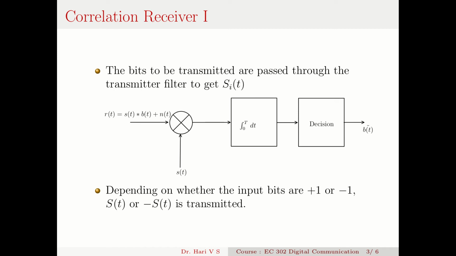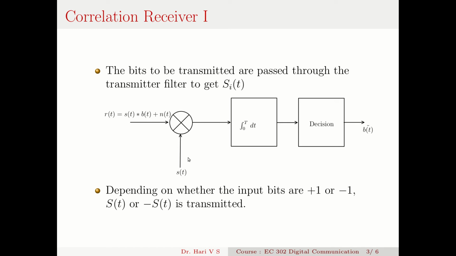Now, in baseband transmission you transmit the bits by passing them through a transmitter filter. Say I have a transmitter filter with impulse response s(t). It can be either plus s(t) or minus s(t), depending on whether the bit is a 1 or a minus 1. So we convolve the bits with the transmitter filter s(t), and the resultant bit stream, s(t) convolved with b(t), is transmitted through the additive white Gaussian noise channel that adds a noise n(t). So r(t) is equal to s(t) convolved with b(t) plus n(t).